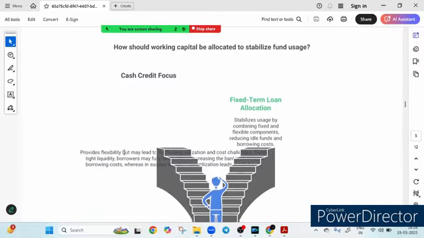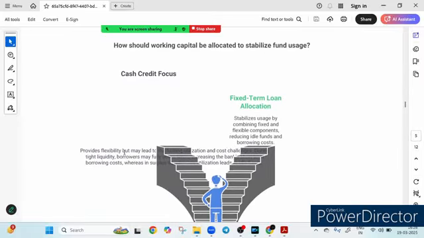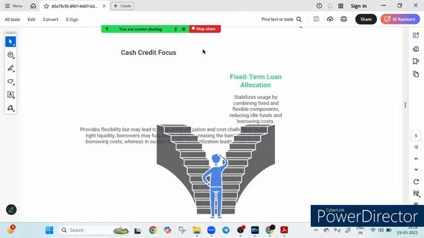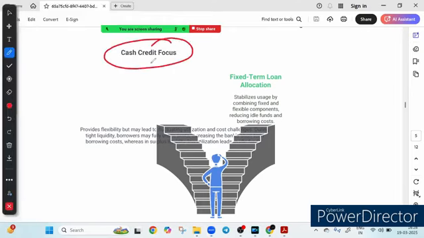Now let's focus our attention to our next topic, how should working capital be allocated to stabilize funding use. This is a very important discussion we are going to do. So let's explore two common approaches. The first approach, we have the cash credit focus. On the left side we have the cash credit focus. So the question is how working capital be allocated to stabilize fund use.